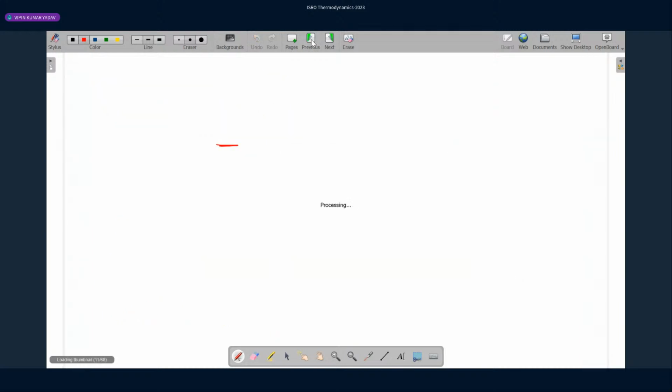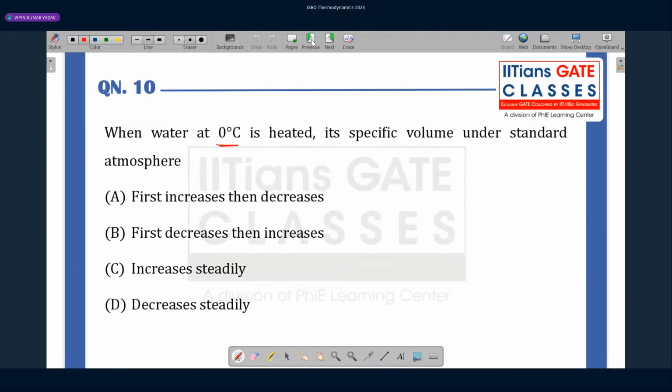So what is the right answer? First decrease and then increase. So this is your right answer. I hope it is clear. Okay, so let's move on.